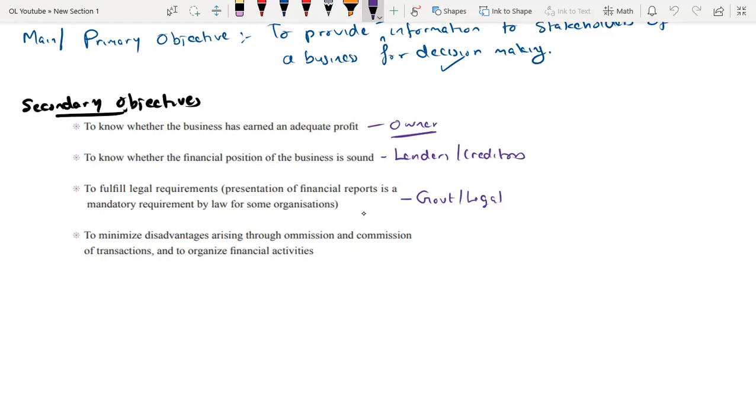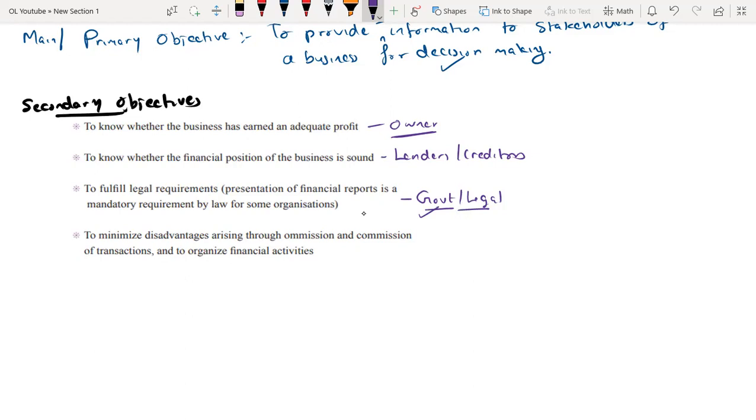So who will be mainly concerned? Government or the legal side. So the secondary objective of fulfilling legal requirements comes from the interested parties of government or legal. They will be more concerned with whether the business organization fulfills the legal requirements or not.